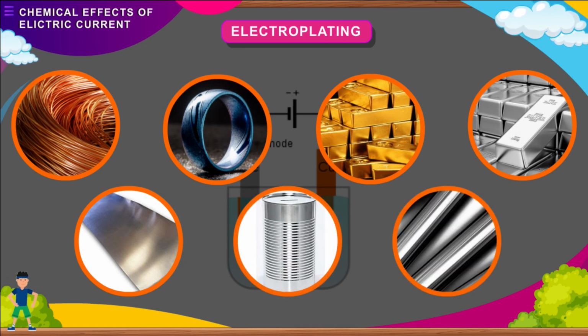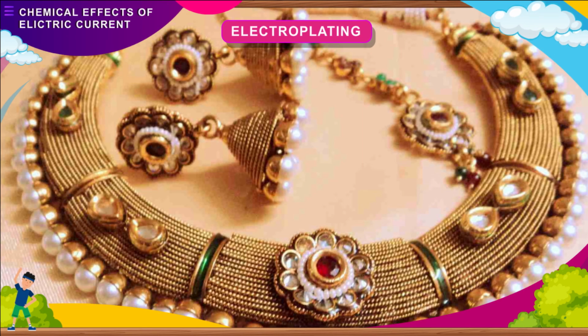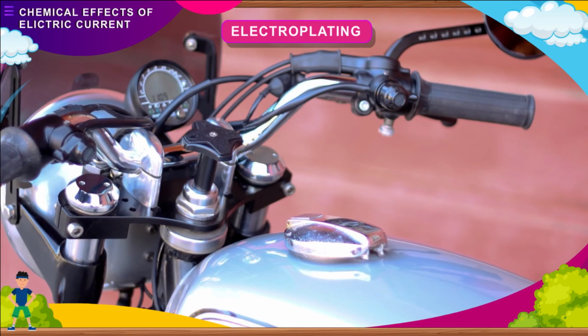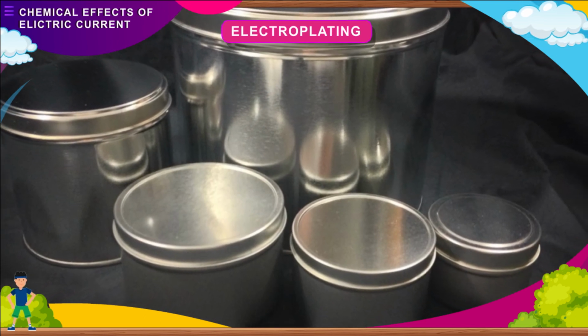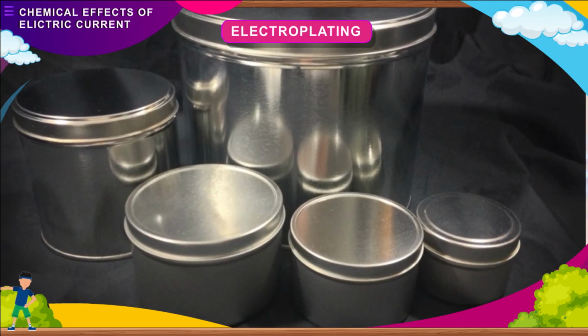In the process of electroplating, a thin layer of metal, generally an expensive one, is coated on an inferior quality metal. Some common electroplated articles are jewelry, chromium-plated motorcycle handlebars, and tin-plated cans. Electroplating is done to protect the metal from corrosion or to make it look attractive.